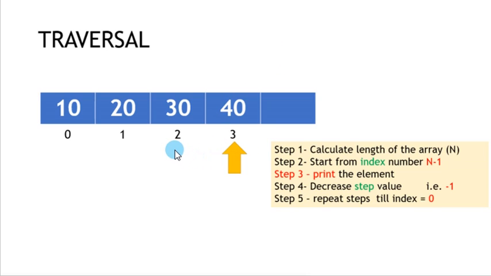After that, decrease the step value. So the 3 will come to 2 and then print 30 and then come to 1, print 20, come to 0 and then print 10.